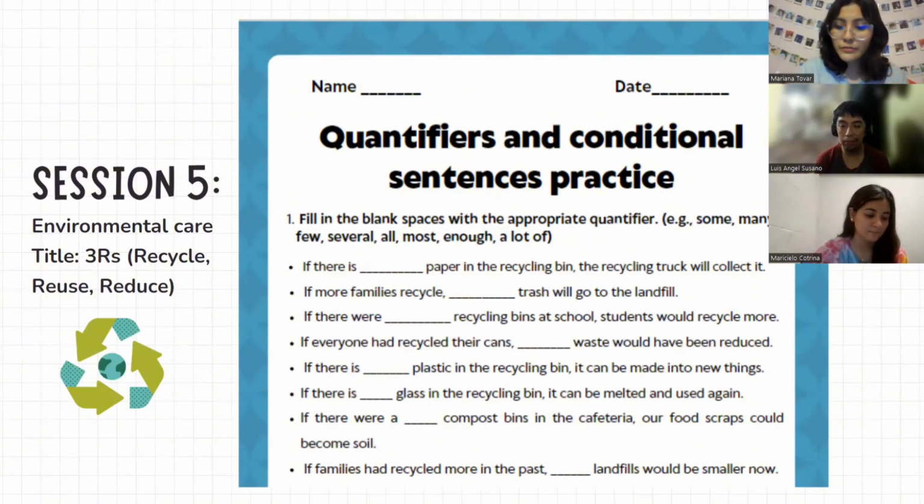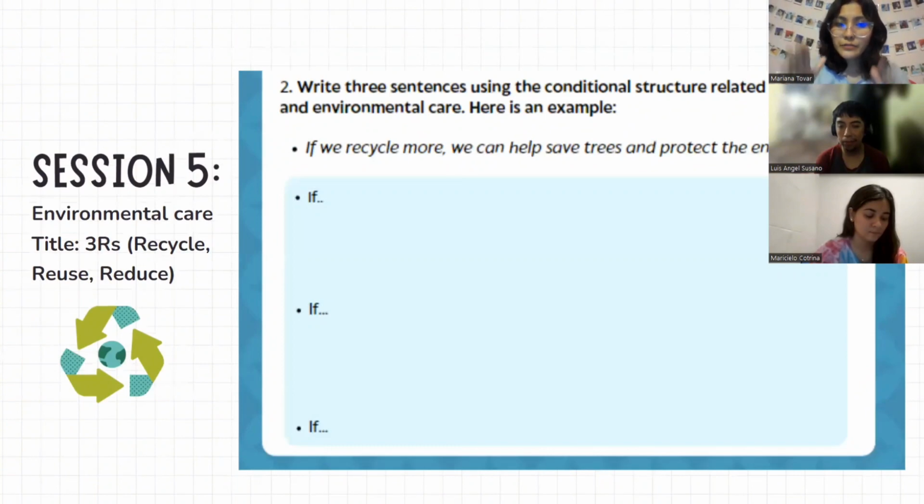on using the quantifiers. But in the second part of this worksheet, the students will write 3 sentences, and in this case, we're focusing more on using the conditional structure. They can use whatever type of conditional they want. Maybe they can use the 0, the 1st, the 2nd, or the 3rd conditional. And these sentences have to be related to recycling and environmental care. We also provide them an example as a guide to write their own sentences.